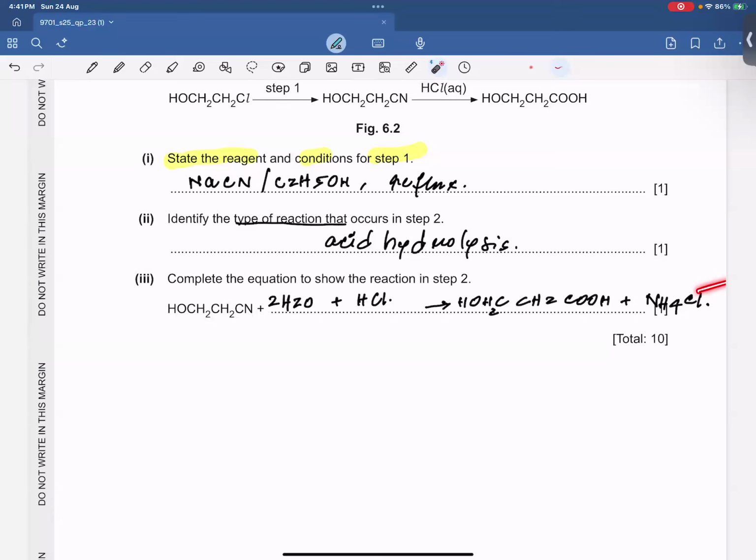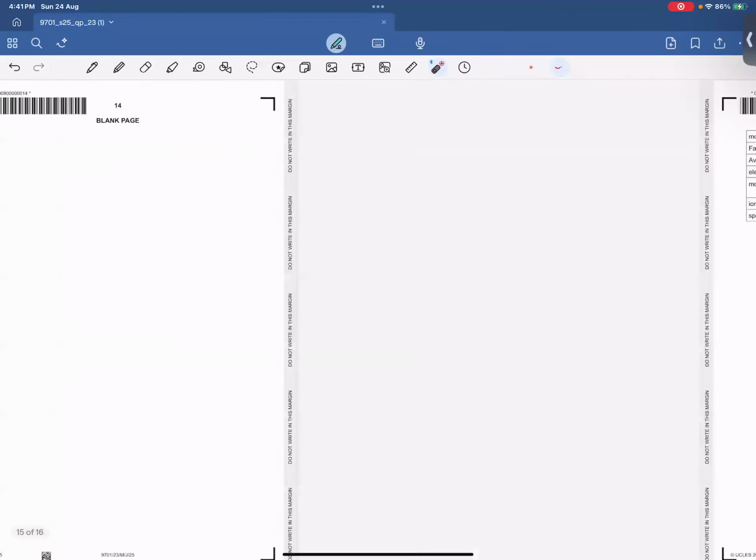Hydrogen balanced, 1 chlorine balanced. We have 2 plus 1, 3 oxygen. We have 2 plus 1, 3 oxygen. How many carbon atoms do we have? 3. How many carbon atoms do we have? 3. That's the balanced chemical equation, guys. That's the end of this question also. That's the trickiest part. And that's the end of this paper.